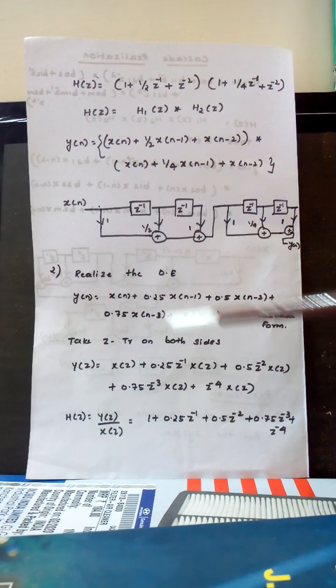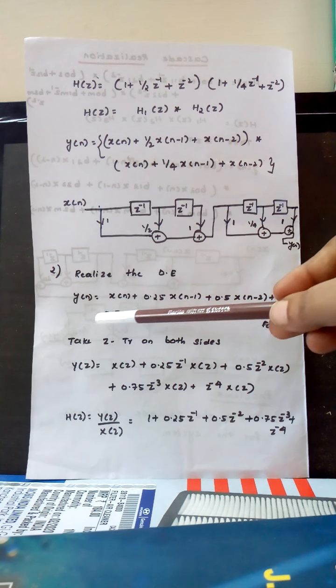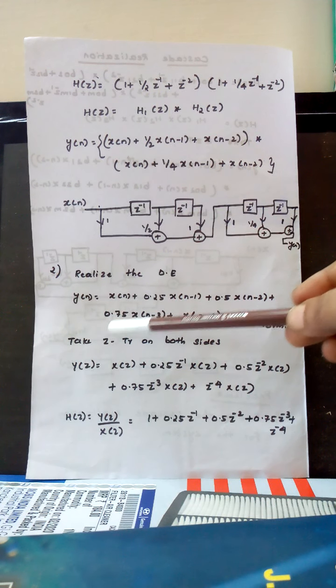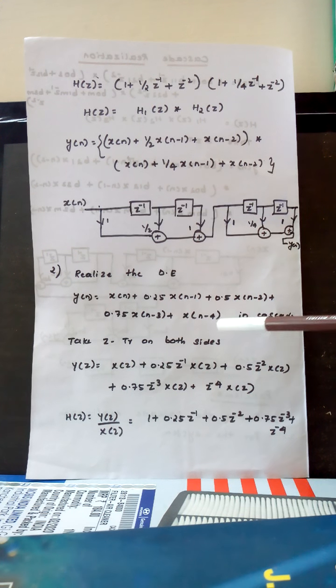So, second problem: realize the difference equation where y of n equals x of n plus 0.25 into x of n minus 1 plus 0.5 into x of n minus 2 plus 0.75 into x of n minus 3 plus x of n minus 4, in cascade form.